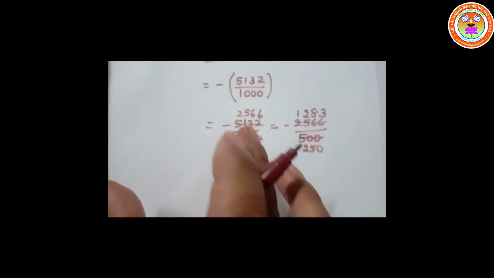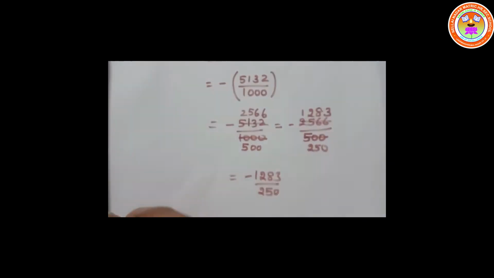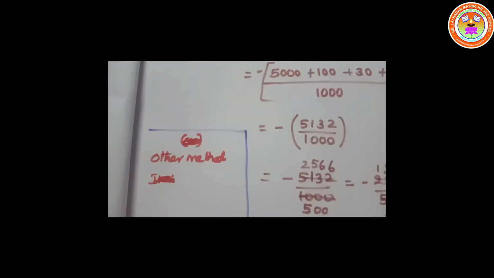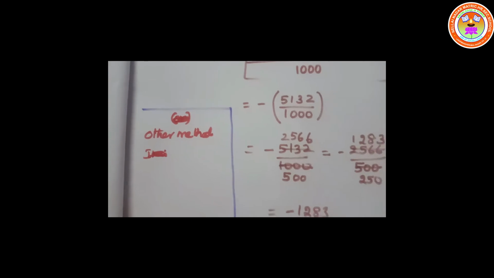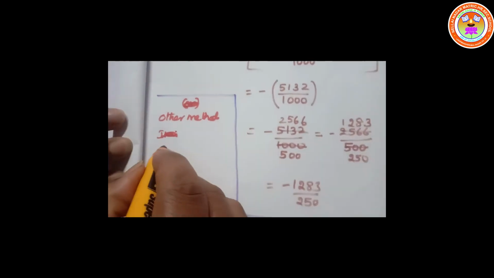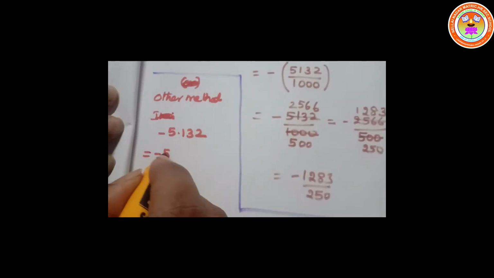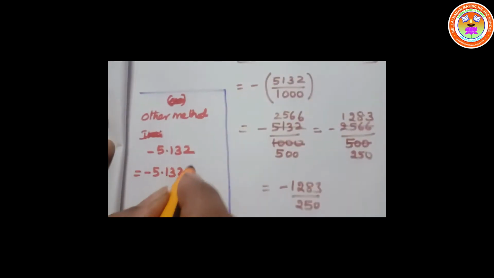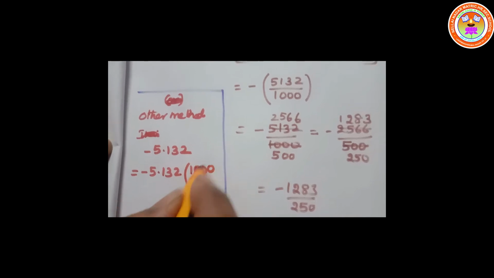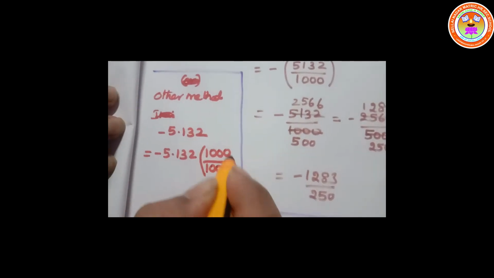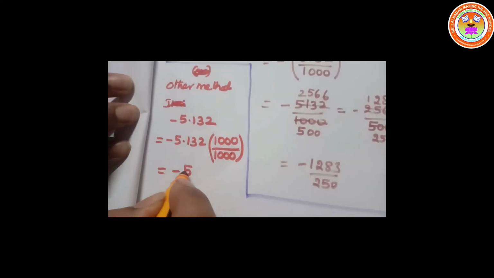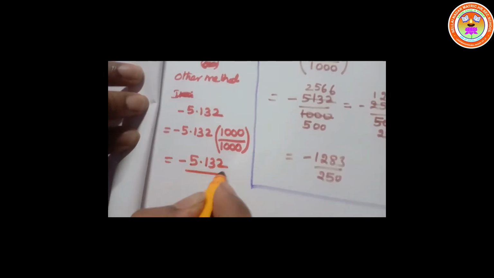Actually this is the textbook method, children. You can do it in another method also, that also I'll tell you now. Now children, you can use the other method directly. That is, minus 5.132 has 3 decimal places, so multiply and divide by 1000. That is multiplied by 1000 by 1000. So what you get? Minus 5.132 by 1000.